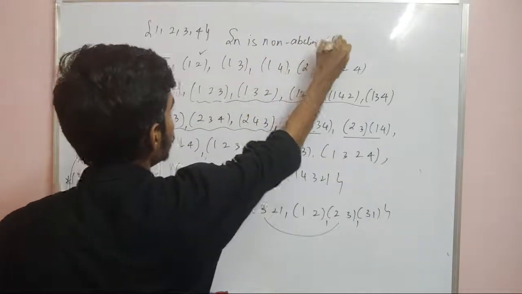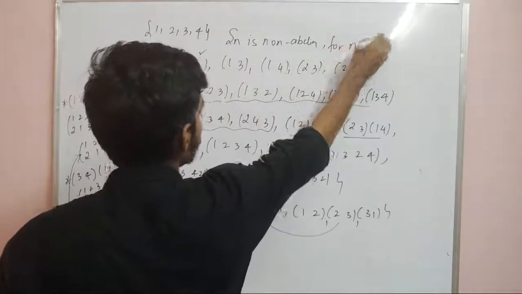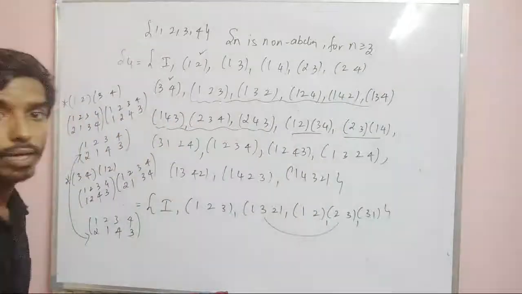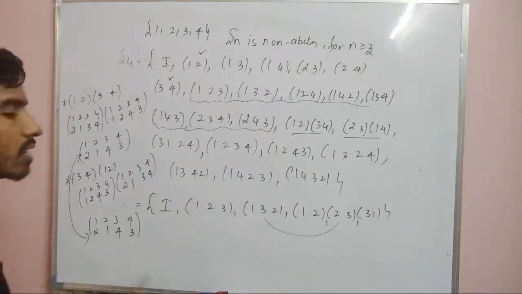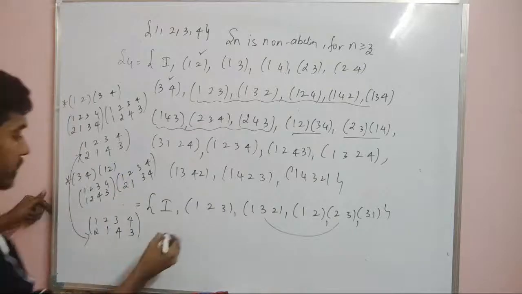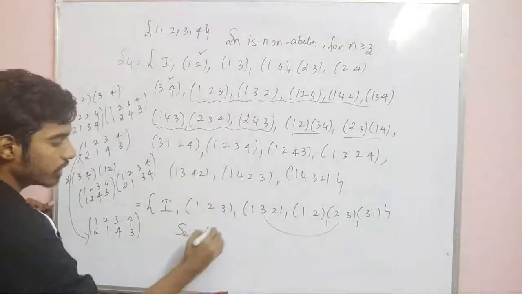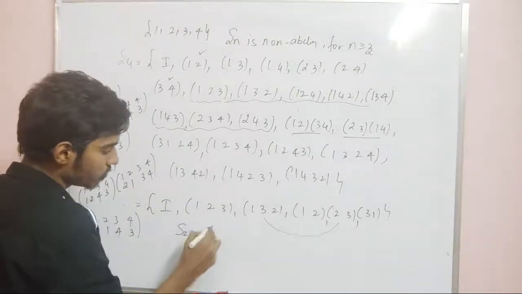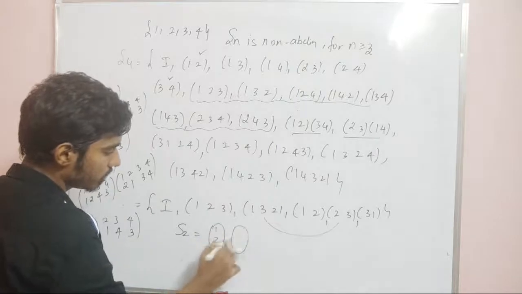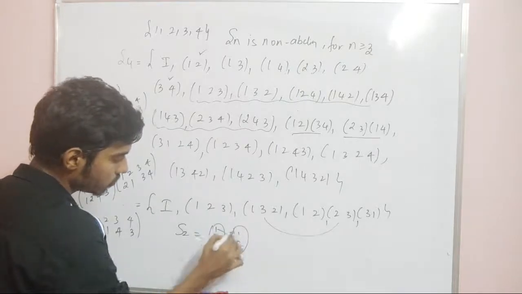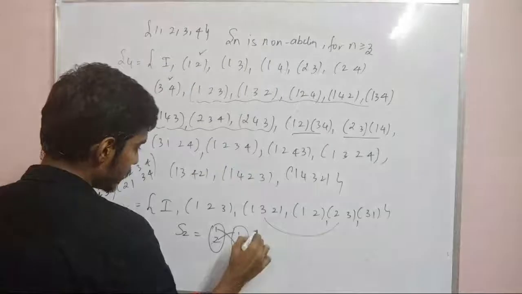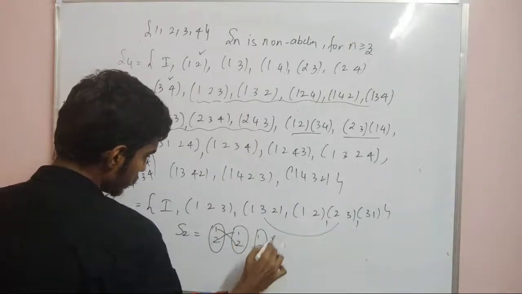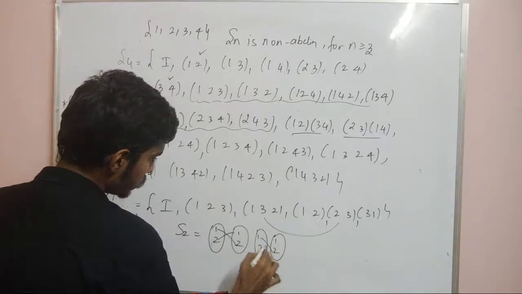Sn is non-abelian for n greater than or equal to 3. If n is equal to 2, it will be abelian. If n is equal to 2, we will have only two elements, right? For example S2, we will have only two permutations: the identity, and 1 goes to 2, 2 goes to 1.